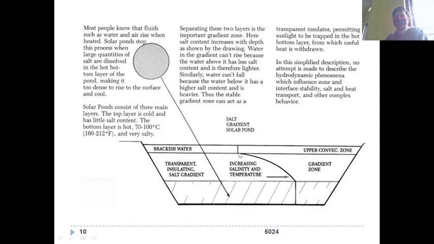So here you can see there are three different layers: a very thin top layer, a thick middle layer, and another bottom layer. The middle layer has the salinity gradient, with increasing salinity. The salt concentration increases from top to bottom. In the top and bottom layers there will be constant salinity. But in the middle layer a gradient exists in the salt concentration, which prevents the convection currents from bottom to top.